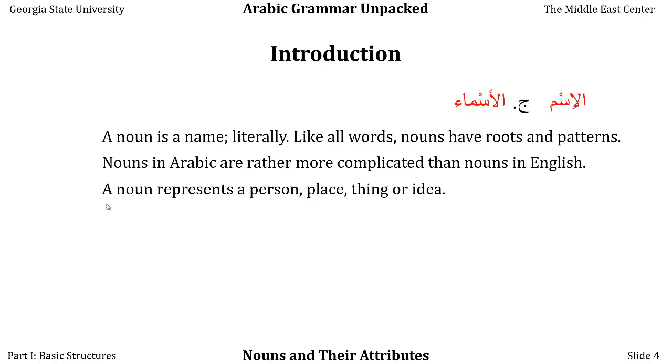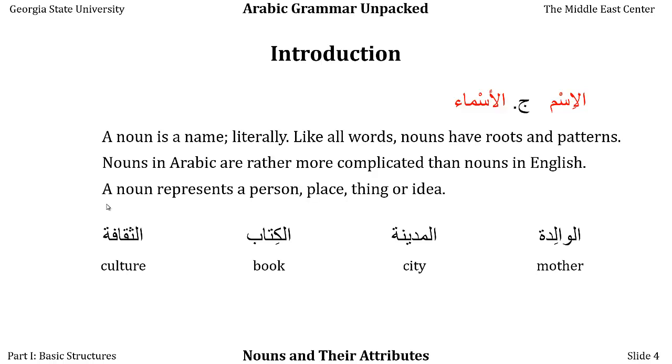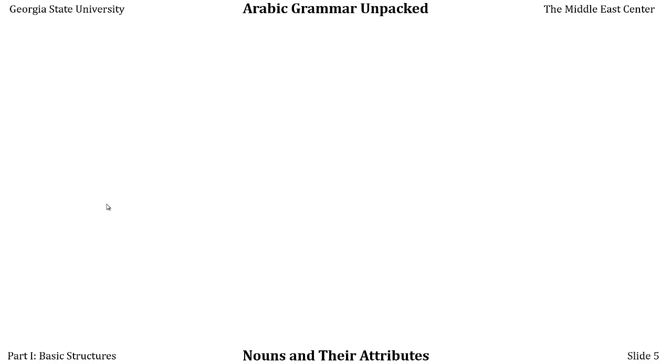A noun represents a person, place, or thing. You're probably familiar with that from childhood. Or an idea as well. So here's some examples. Al-Walida, mother, that's a person. Al-Medina, city, that's a place. Al-Kitaab, book, that's a thing. And al-Thaqafa, culture, that's an idea. All of these are nouns, and all of them have attributes. And as we go through this lesson, you'll learn to recognize them.